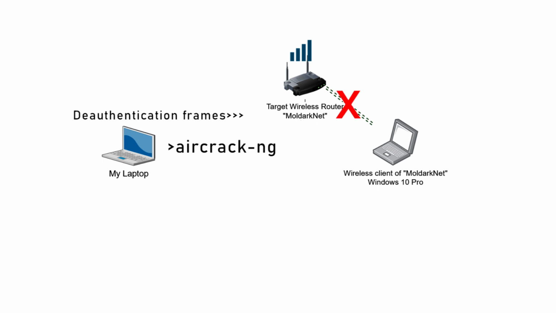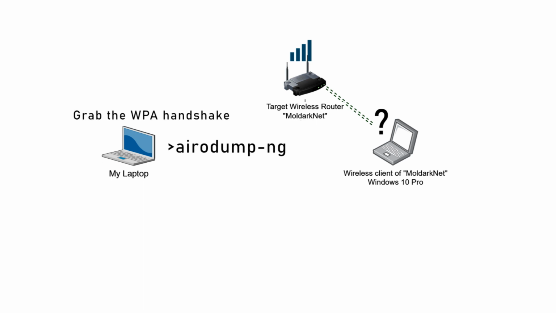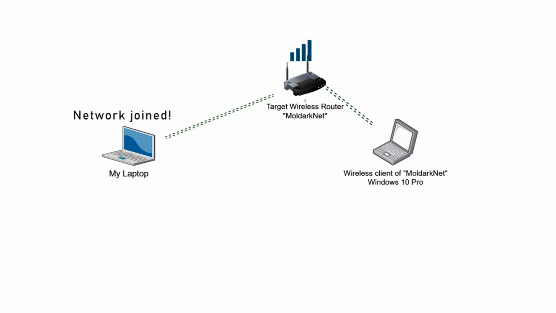Once that client has been disassociated from the network, it will attempt to rejoin either automatically or manually by the end user. After that point, we are going to not intercept, but read that traffic using the airodump-ng tool and then get that WPA handshake between the client and the access point. After that, we're going to crack the password using aircrack-ng, and then once we've cracked that password, we can join the network ourselves.